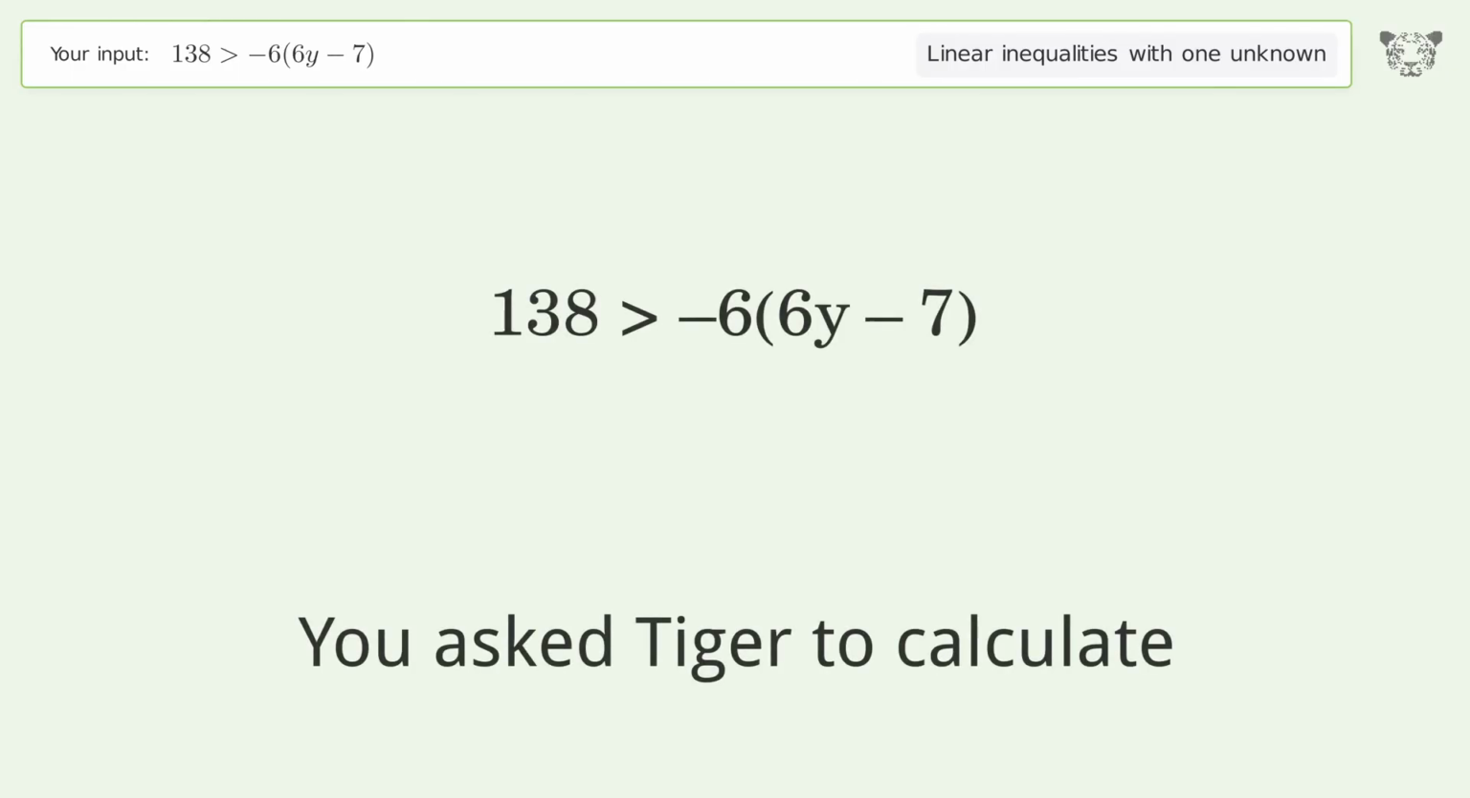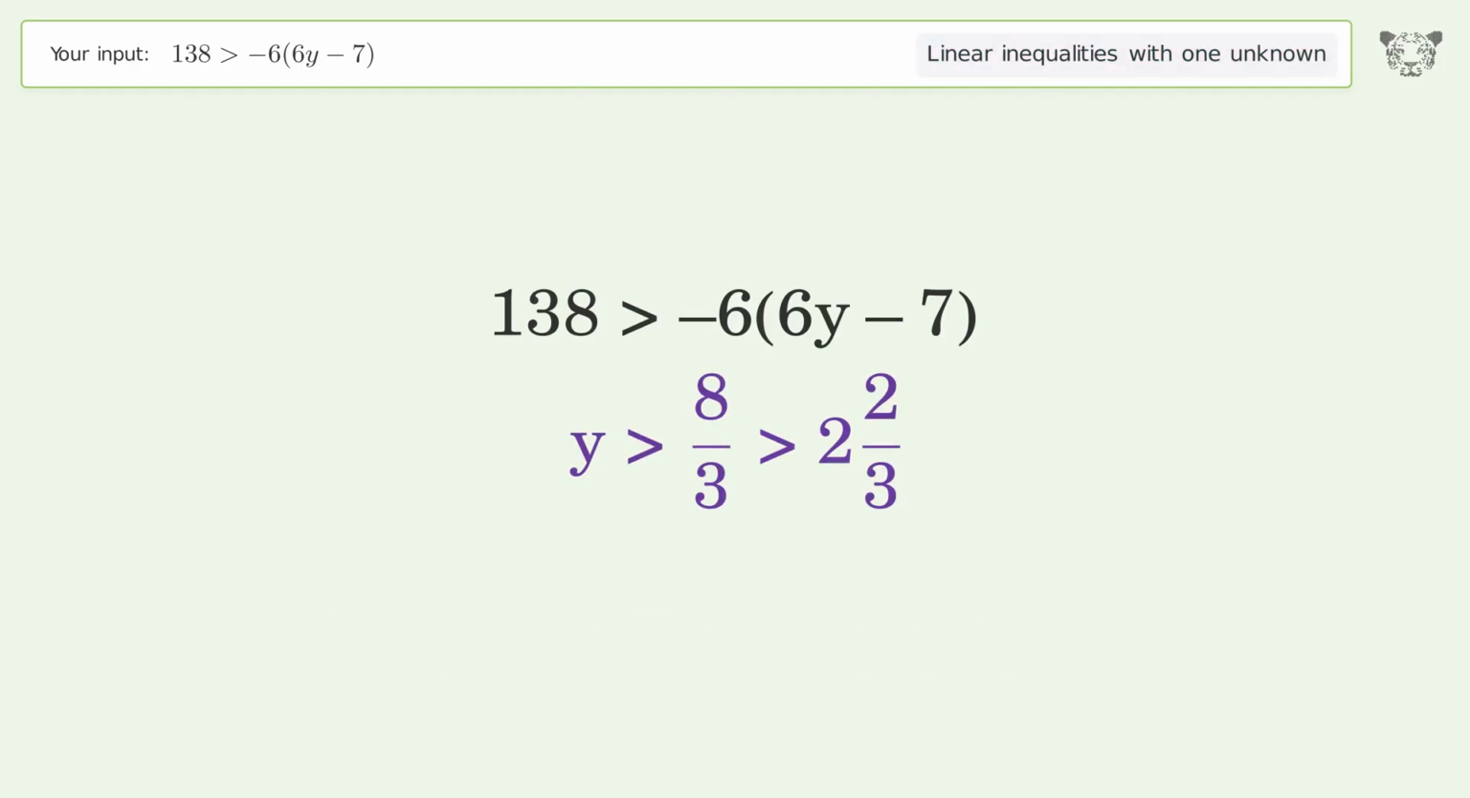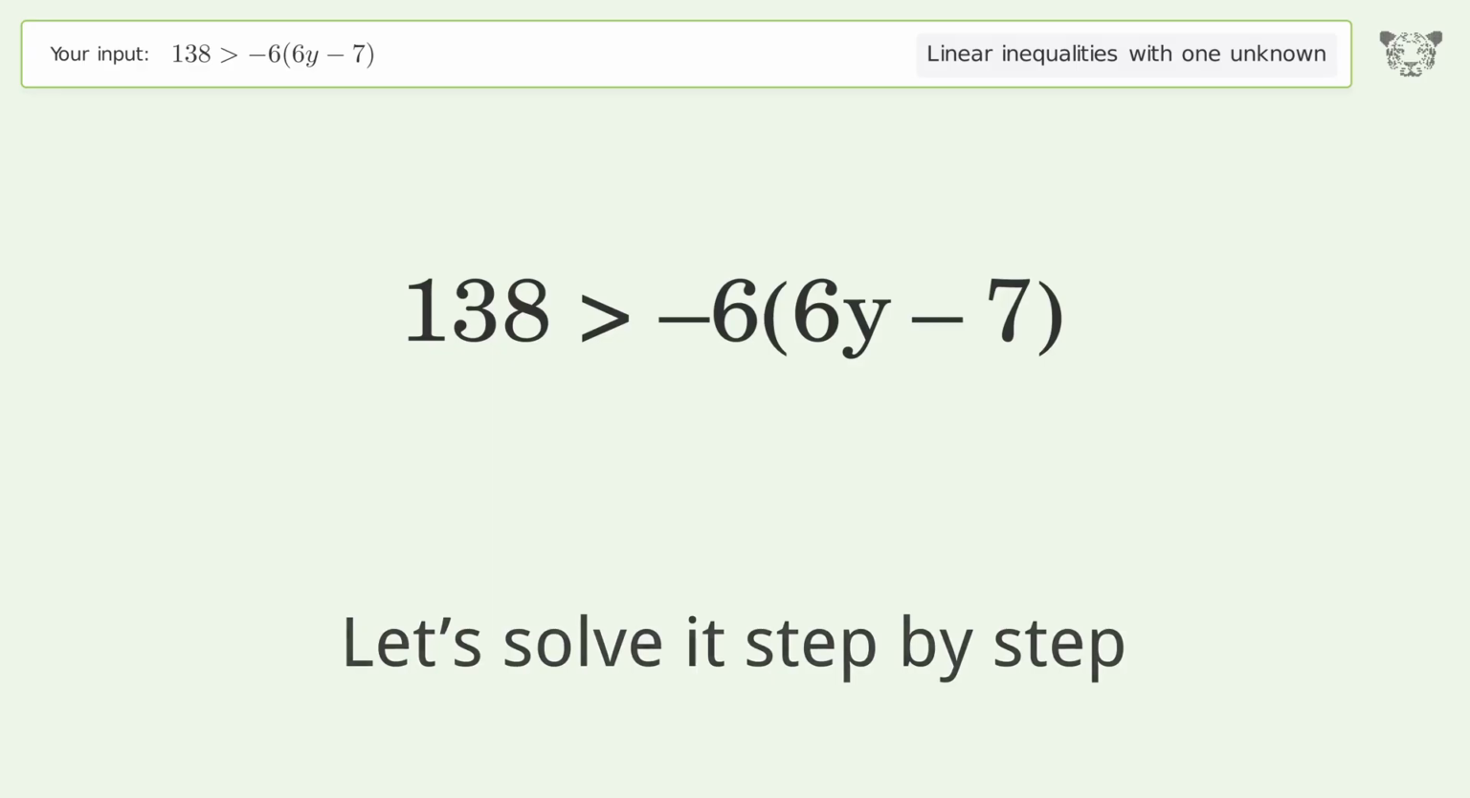You ask Tiger to calculate. This deals with linear inequalities with one unknown. The final result is y greater than -8/3 greater than -22/3. Let's solve it step by step.